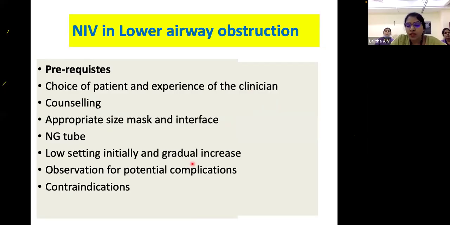So remember, NIV is useful even in the early part of ARDS. NIV is pretty useful, and if your unit is experienced in using non-invasive ventilation, one can use NIV in ARDS and asthma in the early stages.